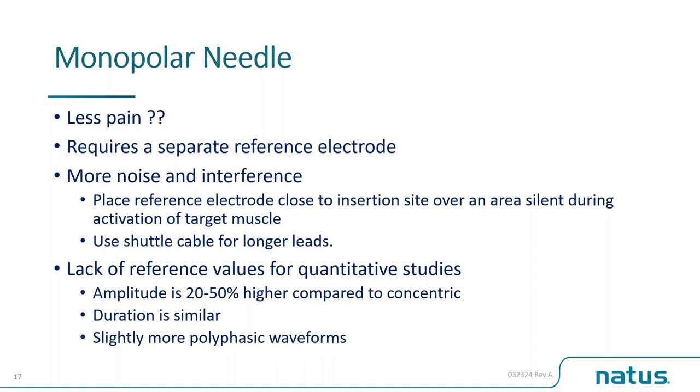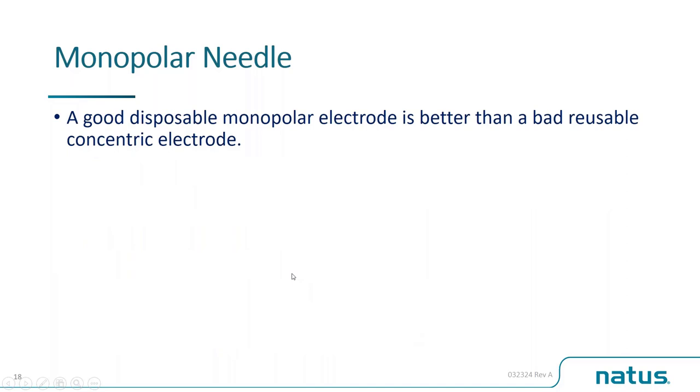There is an absence of reference values for monopolar needle compared to the concentric needle. But as a ground rule, you can remember that the amplitude is about 20 to 50% higher compared to concentric. The duration of motor unit potentials is similar. They give slightly more polyphasic waveforms. And this is something that I have said before. Although I like to use a concentric needle electrode, a good disposable monopolar is better than a bad reusable concentric. Okay, so that was my technical discussion about needles, because they are an important part of quantitative analysis.